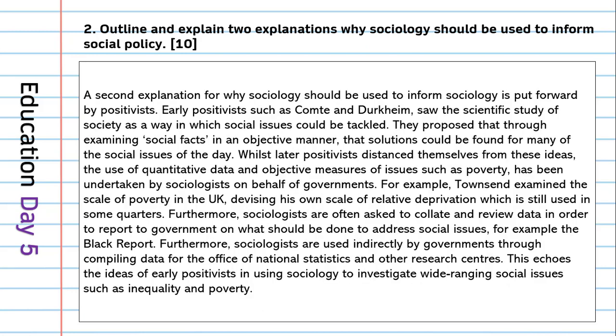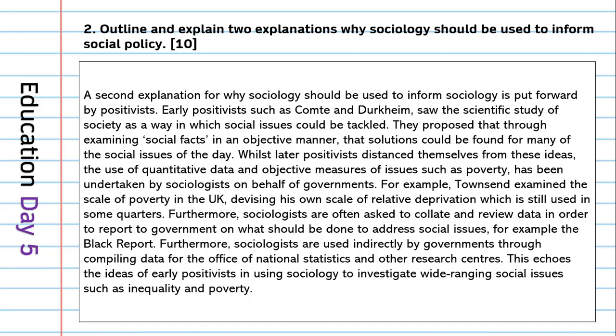Let's look at the second response. Again, with the second response, what I've done is I've talked about positivism, and then I've linked that in to some of the research that was done by Townsend and the Black Report. A second explanation for why sociology should be used to inform social policy is put forward by positivists. Early positivists such as Comte and Durkheim saw the scientific study of society as a way in which social issues could be tackled. They proposed that through examining social facts in an objective manner, solutions could be found for many of the social issues of the day.